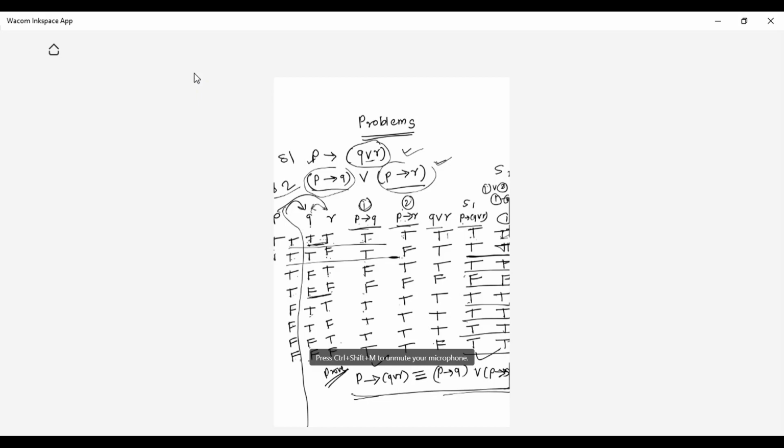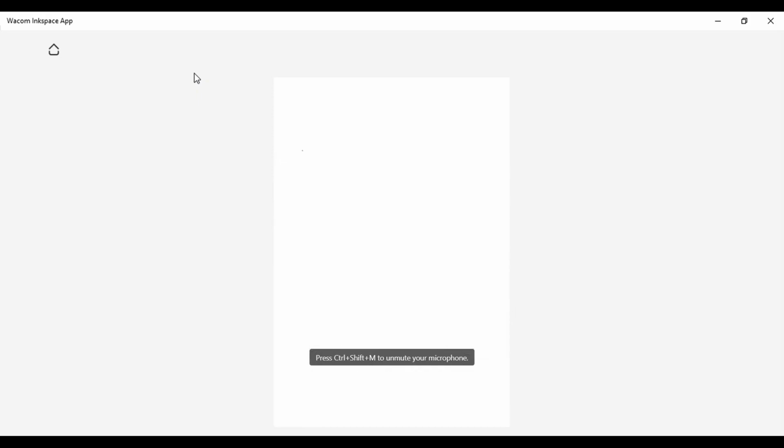With this simple problem, tell me whether it is a tautology. P or Q, and negation P and negation Q. Do it, students. Very important. Very easy it is. And tell me what equation you are getting, whether you are getting tautology, contradiction, or contingency. Solve it.